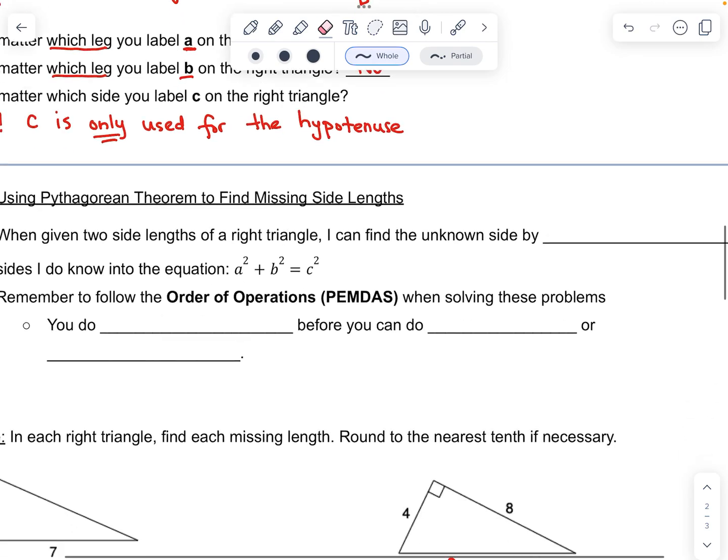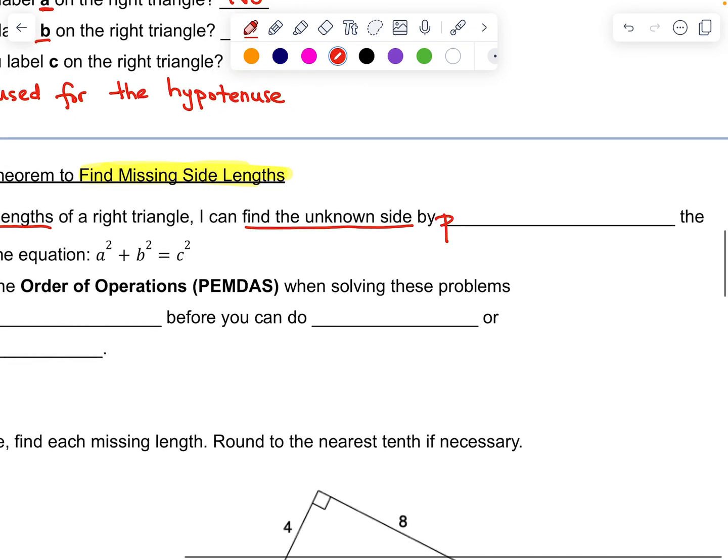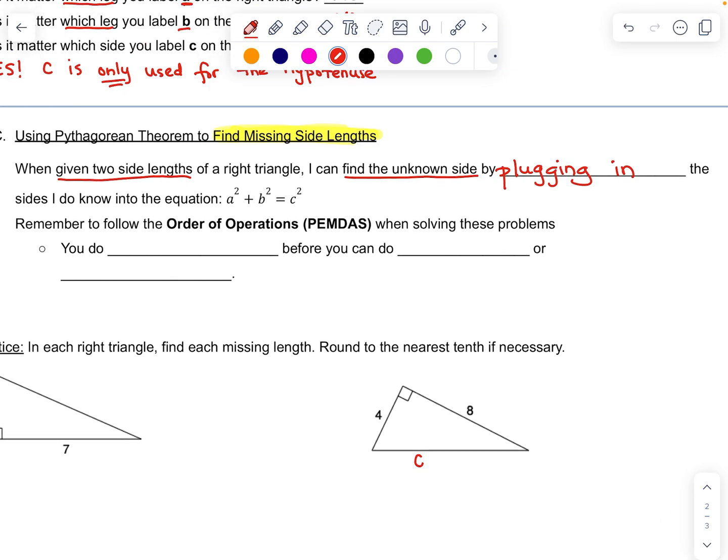Okay, we're at the top of the next page. And what it says is we're going to use the Pythagorean theorem. Again, our goal is to use it to find missing side lengths. How are we going to use it? Well, when the problem is going to give us two side lengths, any two side lengths, I can find the unknown side by plugging the sides I do know into my equation, a squared plus b squared equals c squared.